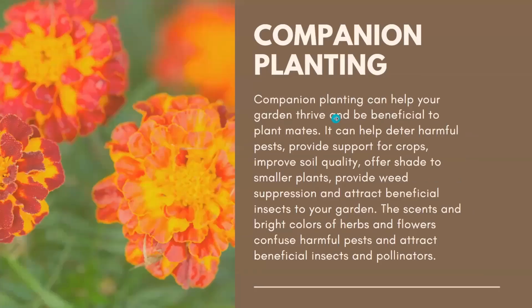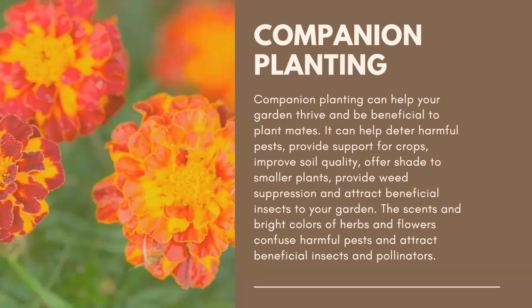So now we're going to switch gears and look at companion planting. Similar to trap cropping, right? Remember we talked about those definitions. Companion planting can help your garden thrive and be beneficial to plants. It can help deter harmful pests, provide support for crops, improve soil quality, offer shade to smaller plants, provide weed suppression, and attract beneficial insects to your garden.